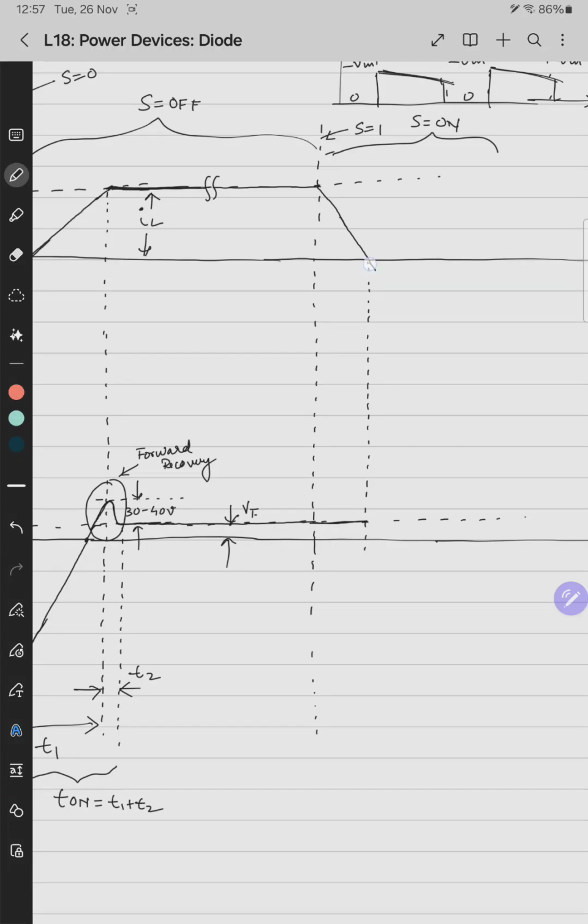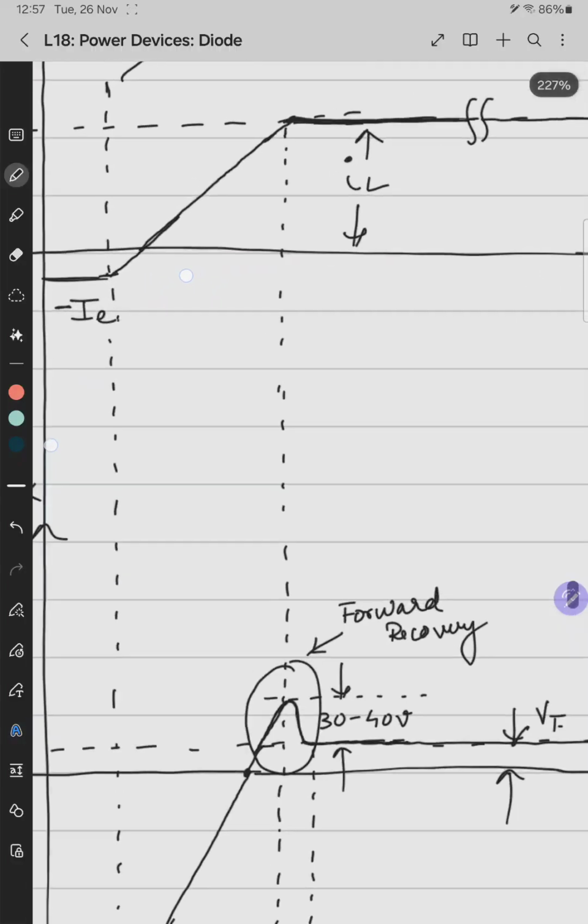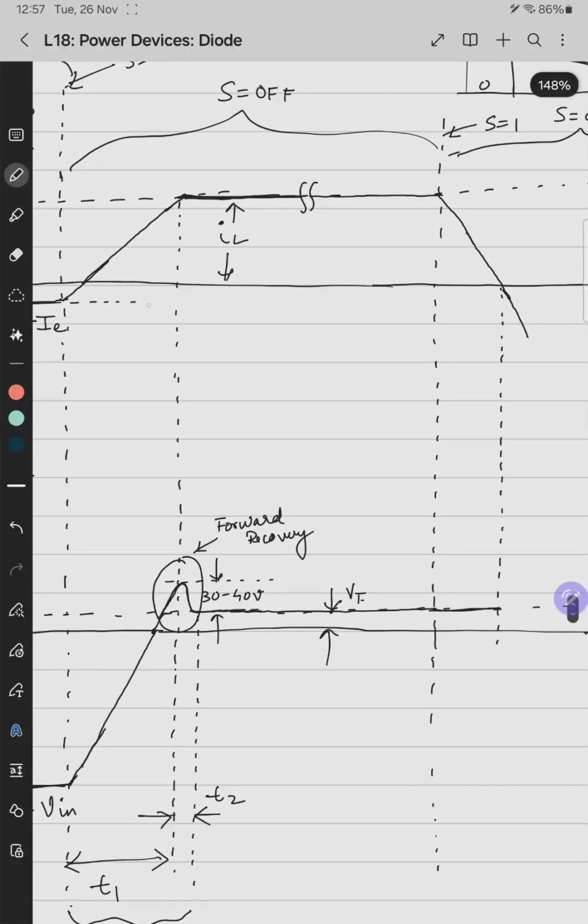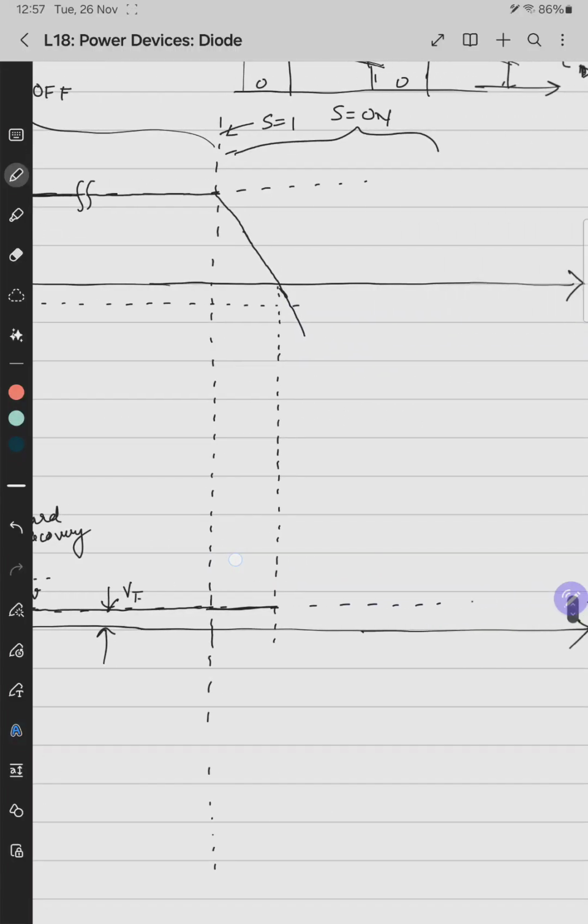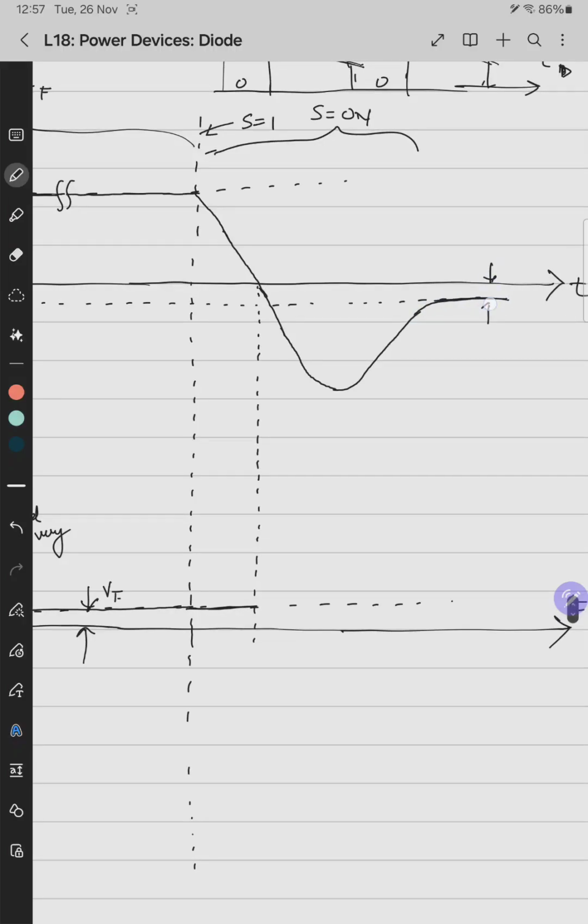Then the current goes further and falls beyond this axis. So basically the current goes below the steady state value. The steady state value is here, IL. It goes below this value, meaning it increases in the other direction like this. It keeps falling, hits a peak value, and then again goes like this and hits the steady state. This is the leakage current.